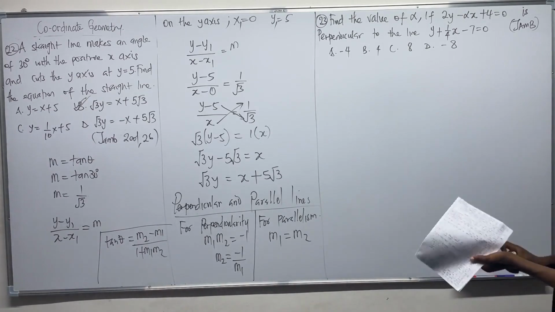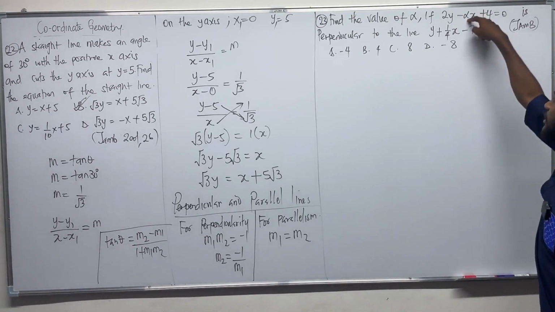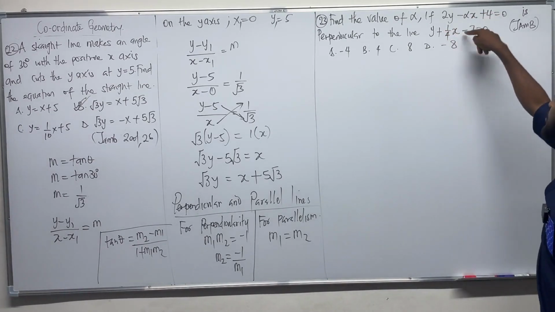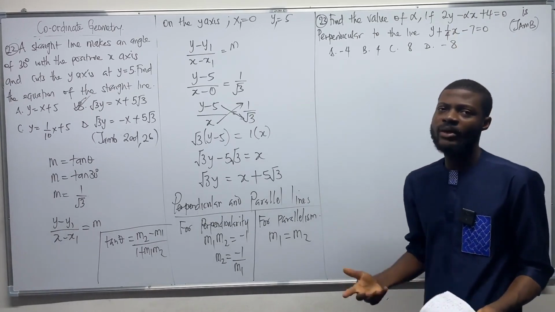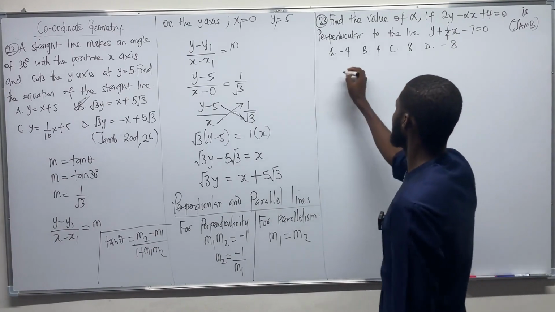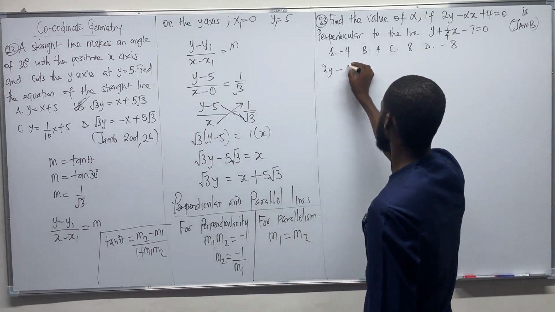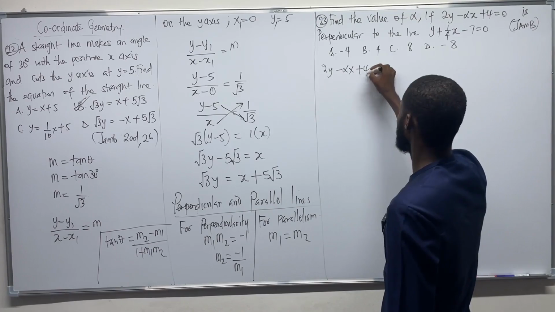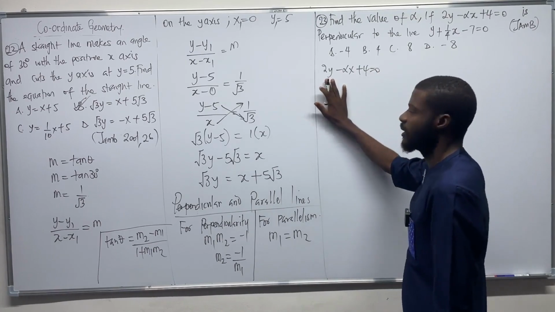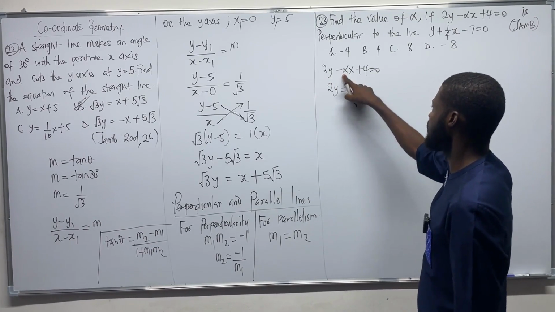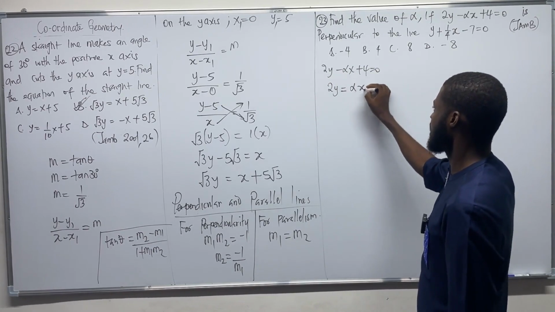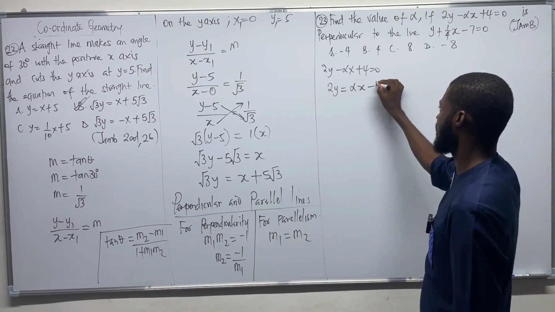So here's what we're going to do. We're going to find the gradient of this line. This is the first line. Find the gradient of this other line. This is the second line. So let's get started. How do we find gradients? We must make y the subject. So for the first line, we have 2y minus alpha x plus 4 equal to 0. First of all, let the 2y stay alone. So this is 2y equal, if minus alpha x goes over, becomes alpha x. If plus 4 goes over, it becomes -4.